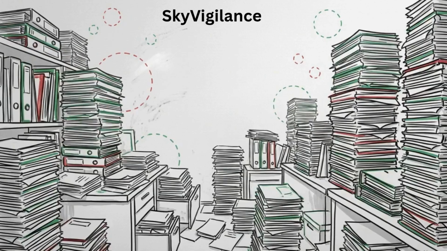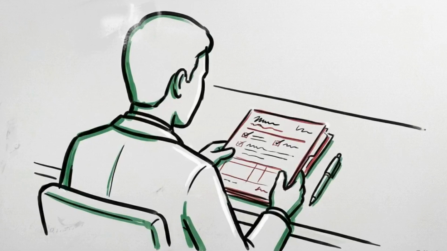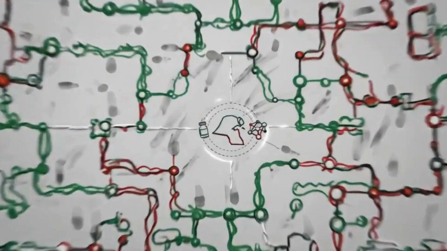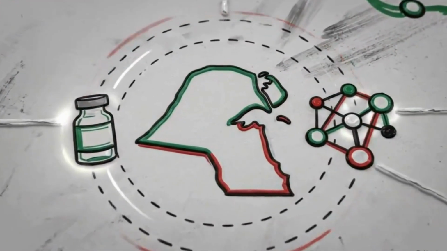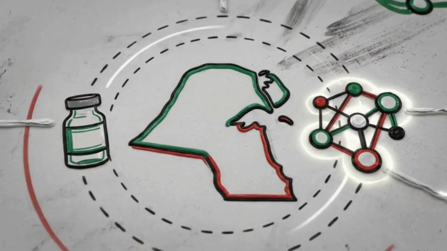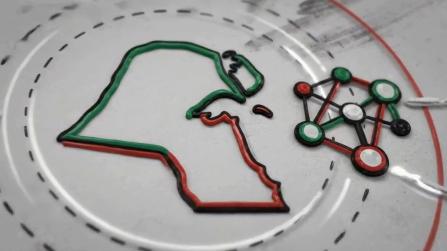For decades, monitoring the safety of approved drugs relied on passive data collection. Regulatory bodies waited for doctors to notice and report adverse reactions, a method that inevitably left gaps in patient safety. Modern pharmacology requires an active risk management model. To see how this operates in practice, we can look at the infrastructure established within Kuwait.